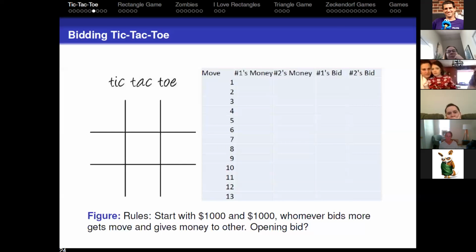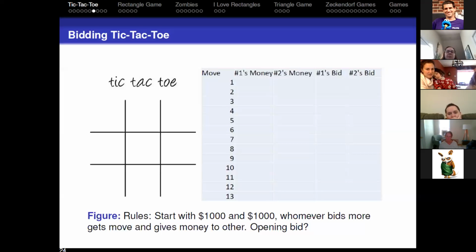Here is another. It's called bidding tic-tac-toe. So imagine everybody gets $1,000. At the end of the day, this is monopoly money, so it doesn't matter. All that matters is who wins. And you start with $1,000. Whoever bids the most gets to move, and they give the money they bid to the other person. Okay? Another way of doing it is you give the money to a banker.